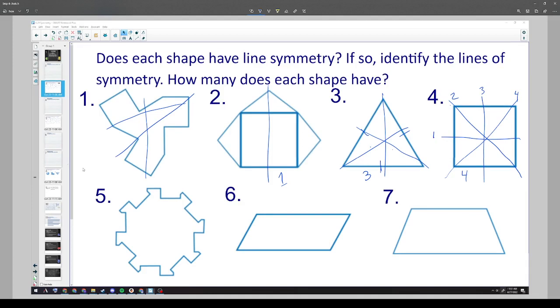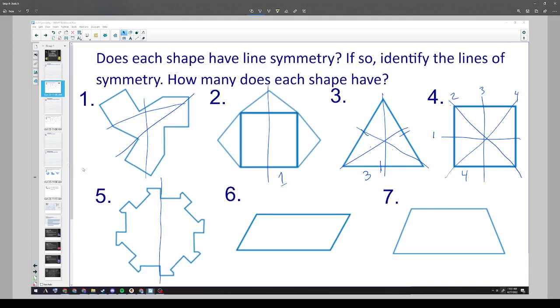Number 5, similar to number 1, looks like there's some kind of pattern going on here, but it's not going to have a line of symmetry. If I cut right down the middle here, this actually is not the same left to right, right? I have this nub here, but no nub here, and on the bottom it's the opposite. So no lines of symmetry on number 5.